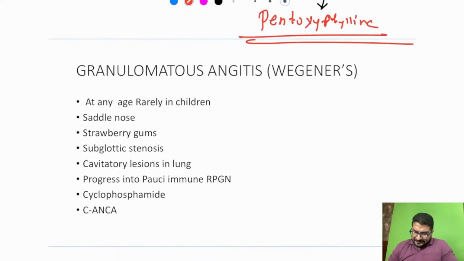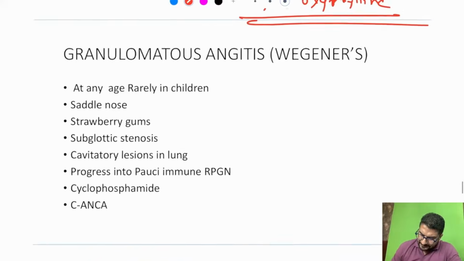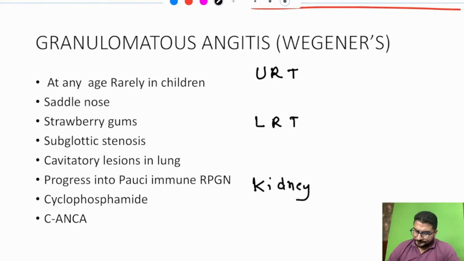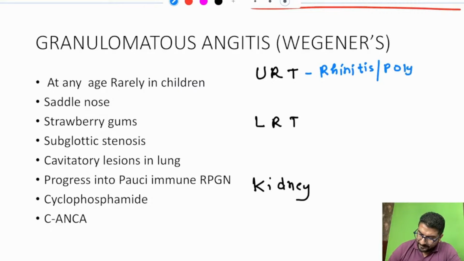Okay, now coming to Wegener disease. So Wegener disease, it will affect any age, but it is rarely seen in children. So Wegener's को आपको कैसे याद रखना है? Just remember, there is upper respiratory tract involvement, there is lower respiratory tract involvement, and there is kidney involvement. अब इसको देखो. Upper respiratory tract, what I mean? It means rhinitis, nose involvement. नाक में पॉलिप बनना, polyps formation in nose, sinusitis.